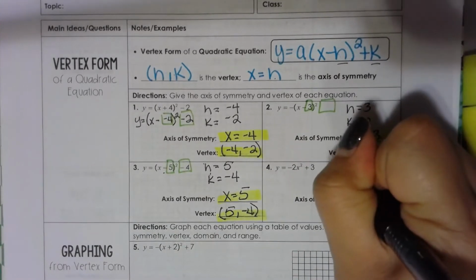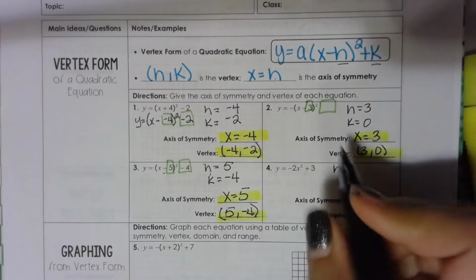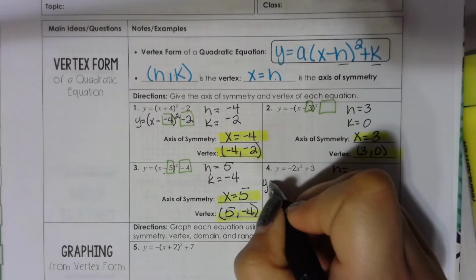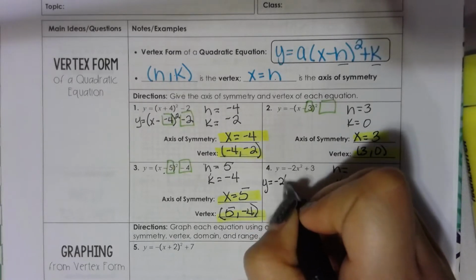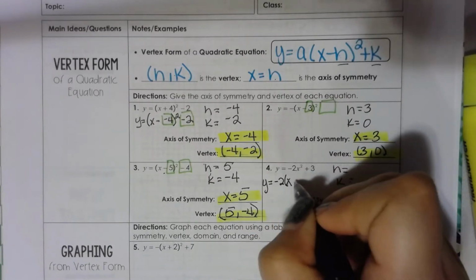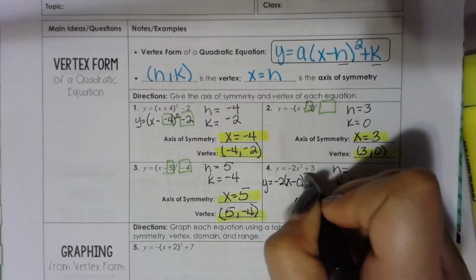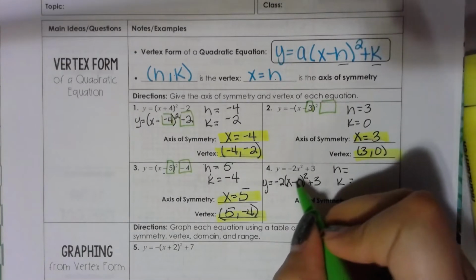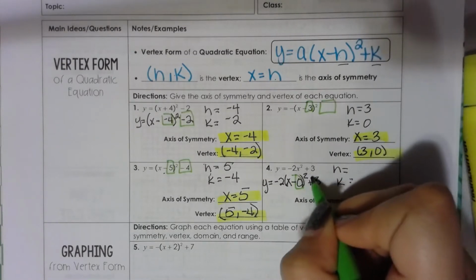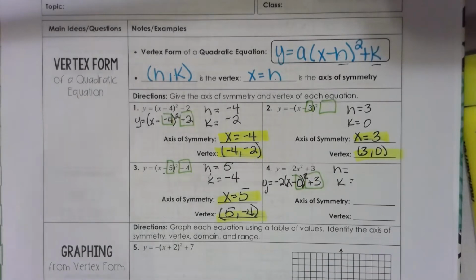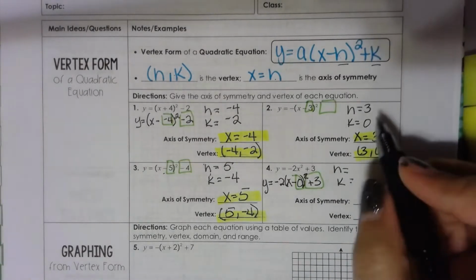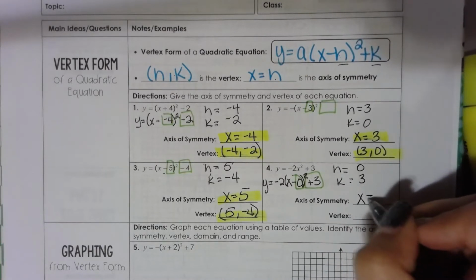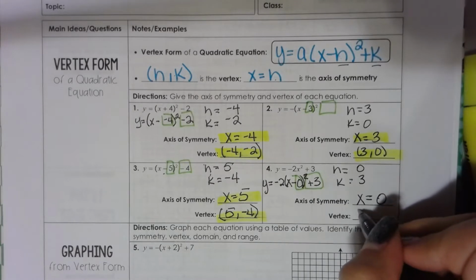Again, h and k. You can set this up so it'll look like the vertex form, so it would be y equals negative 2 times, since it's x by itself, x minus 0 squared plus 3. So we have minus, minus, okay, that's great. We have a 0, and we have a positive 3. So then your h would be 0, and your k would be a positive 3. So your axis of symmetry is the line x equals 0, and your vertex is at 0, 3.